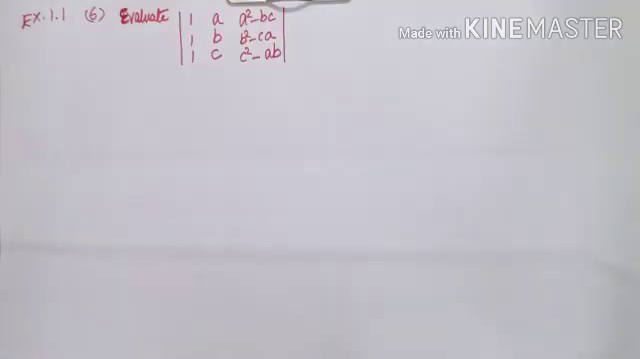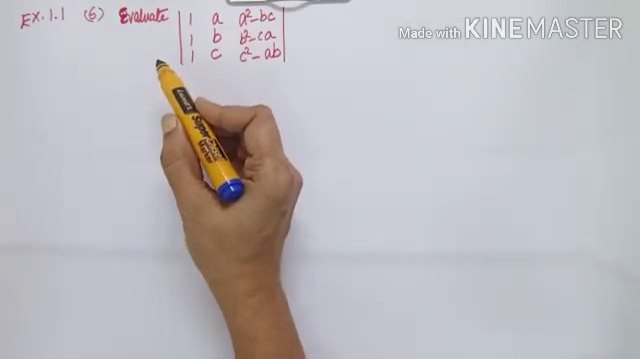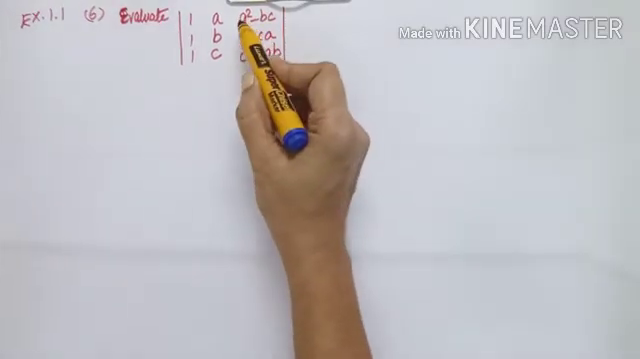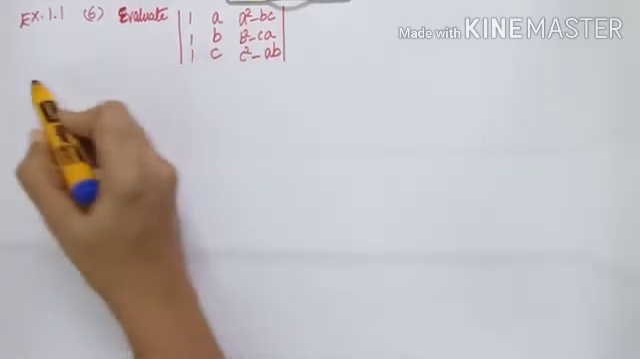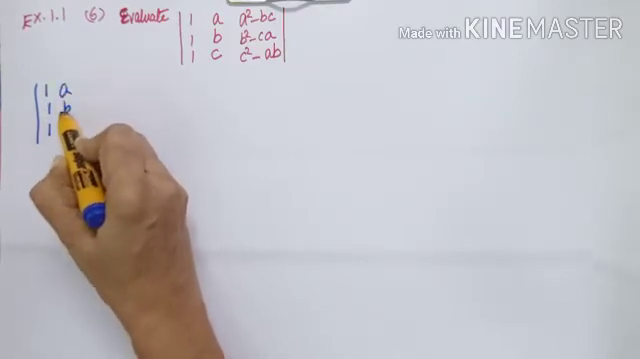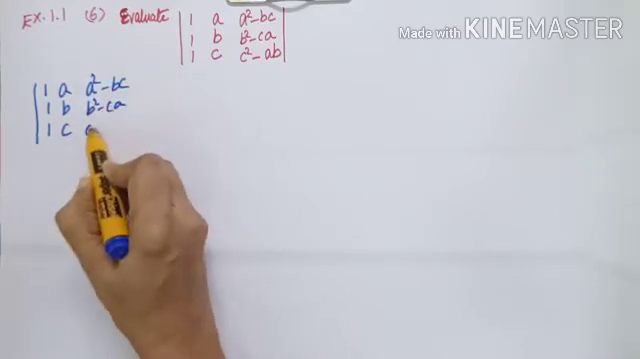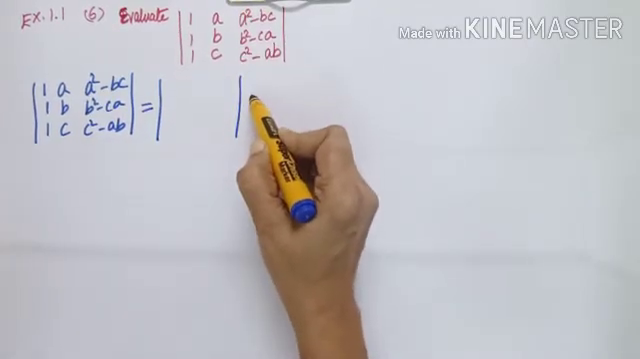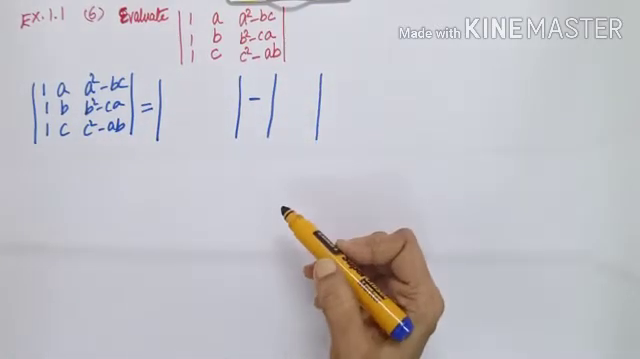Exercise 1.1, question number 6. Evaluate. Now we are going to apply properties of determinants. There are two terms in column 3, so the determinant itself will become two determinants. So this is the question given. Which is equal to sum of, or I will say there is minus symbol, so minus two determinants.